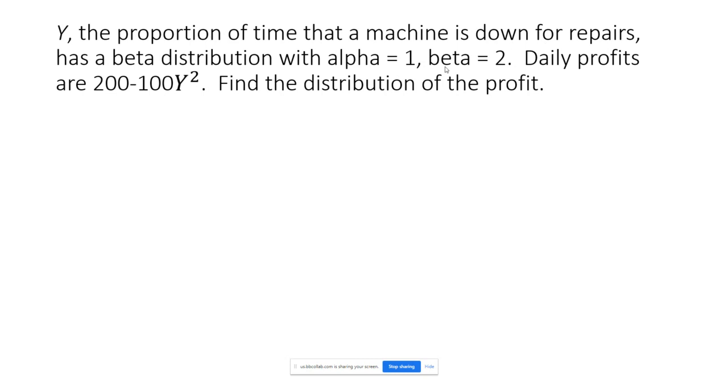So because y is always positive here, y squared is always increasing, which means that 200 minus 100y squared is always decreasing. So we are okay to use the method of transformations, even though we have a y squared in our formula for the profit. So try using the method of transformations to find the distribution of the profit.